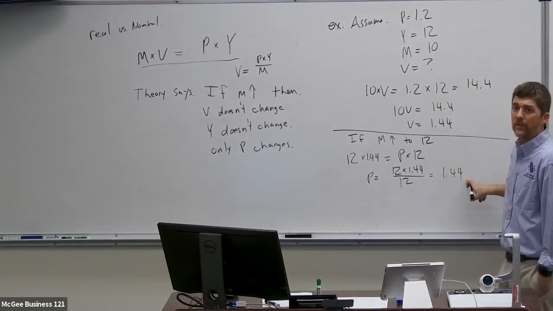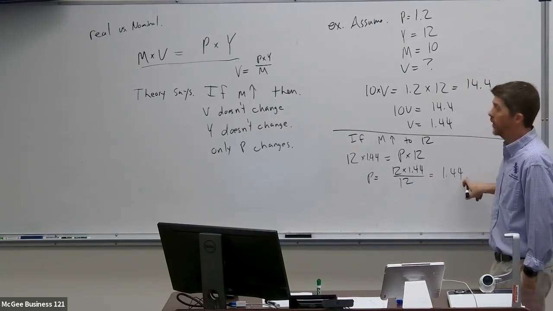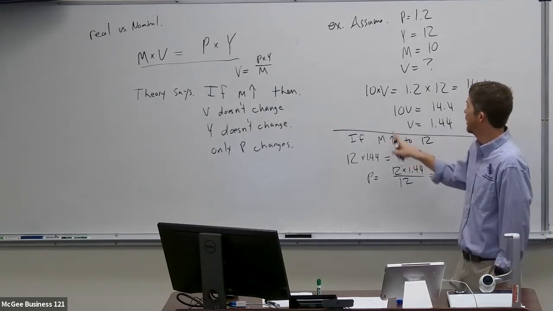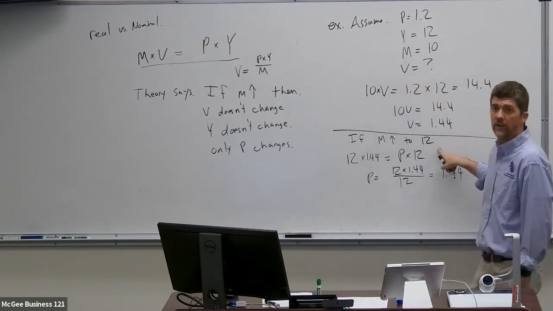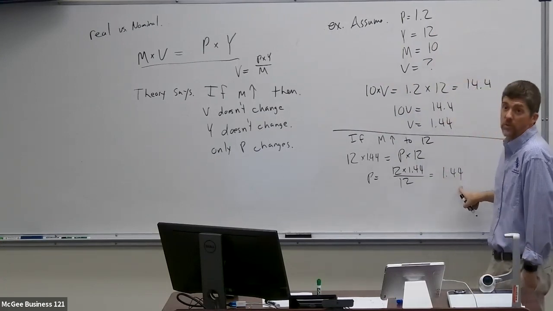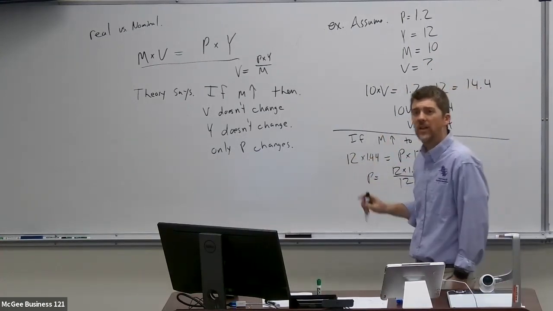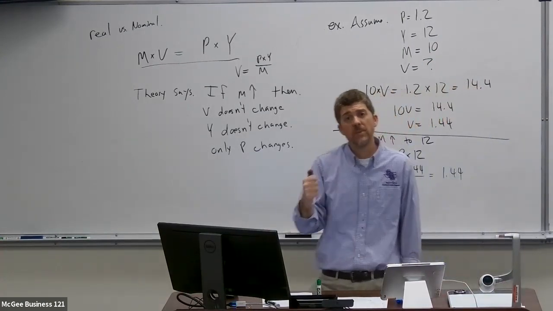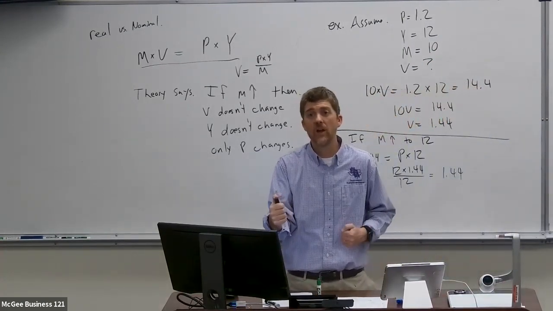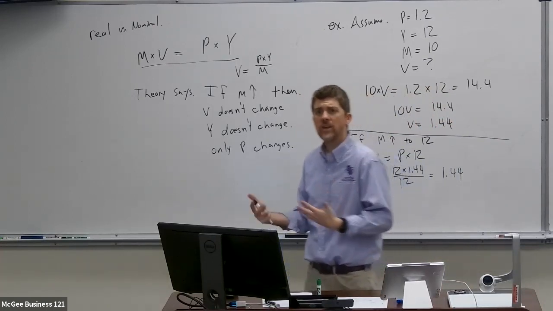What does that mean for us? Well, what that means is, if we did the math on this, it's not too hard. When the money supply goes from 10 to 12, that's a 20% increase. What's that going to do to the price level? It goes from 1.2 to 1.44, which is also a 20% increase. So that theory of money neutrality says that if I increase the money supply by 20%, all I'm going to get out of it in the long run is 20% inflation. And I think that makes some logical sense.